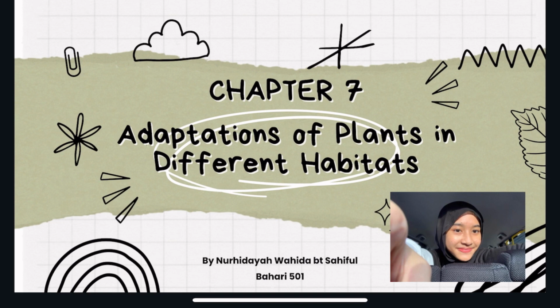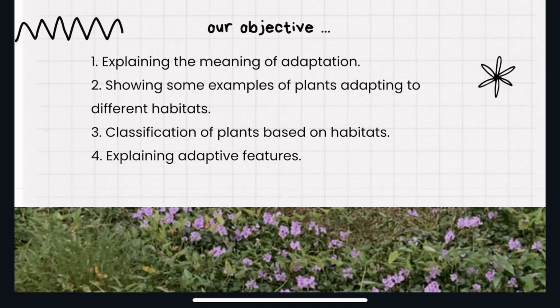So today we're going to learn about chapter 7, which is adaptation of plants in different habitats. Our objectives are: first, explaining the meaning of adaptation. Second, showing some examples of plants adapting to different habitats. Number three, classification of plants based on habitats. And the last one, explaining adaptive features.